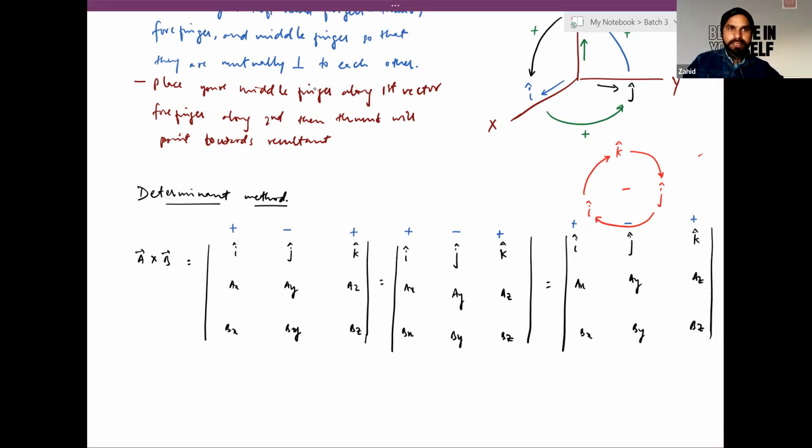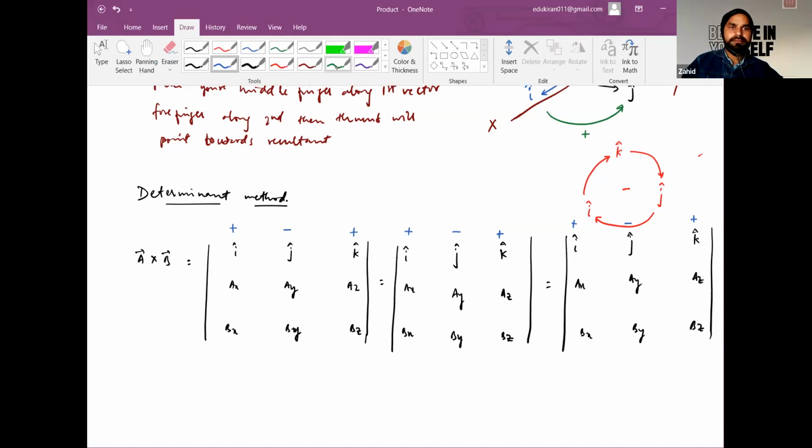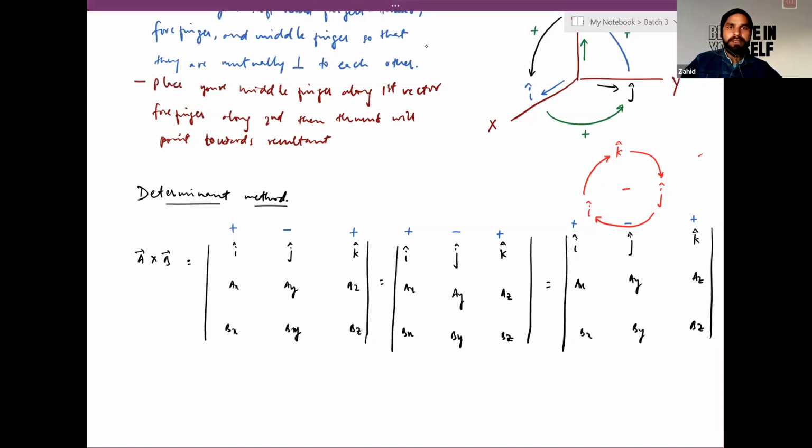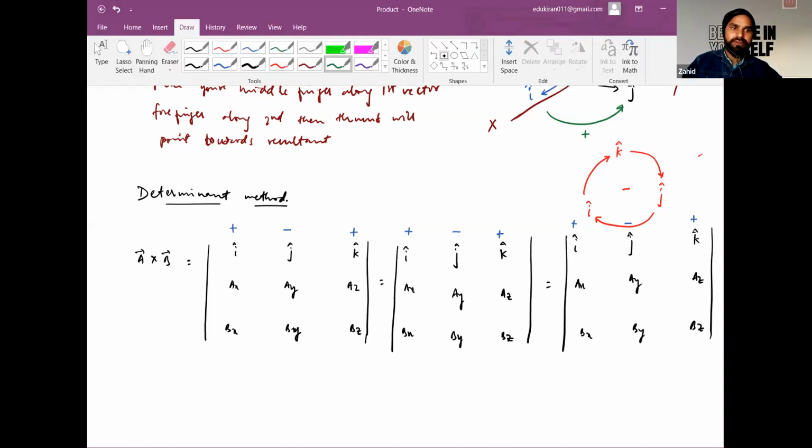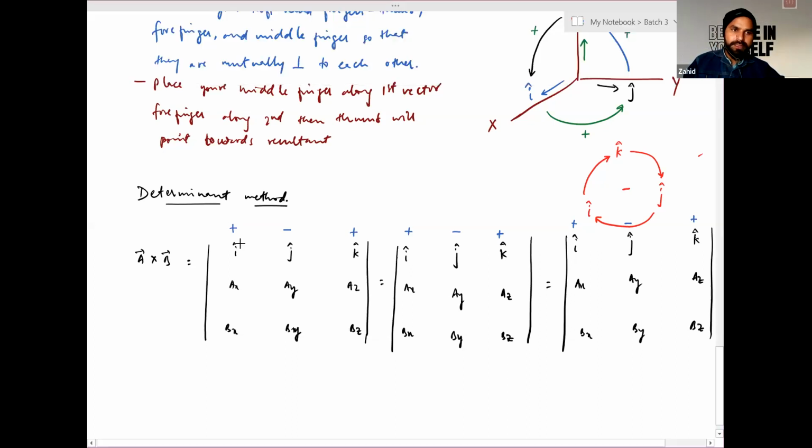Now, how to expand it? So take first I cap, and take its rows and column.